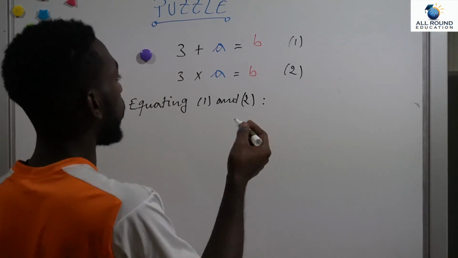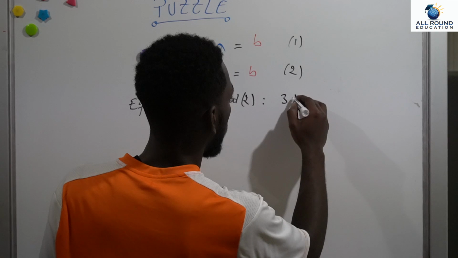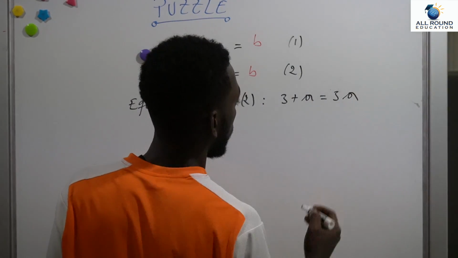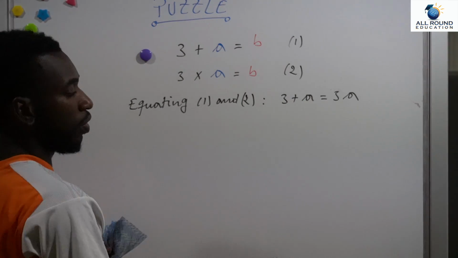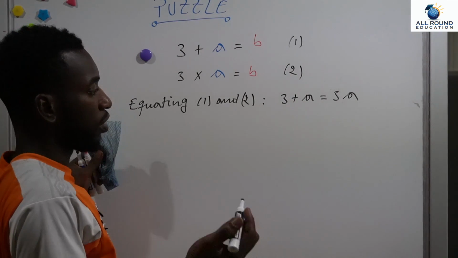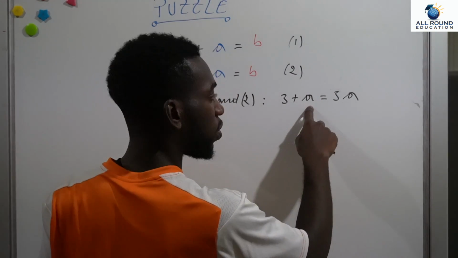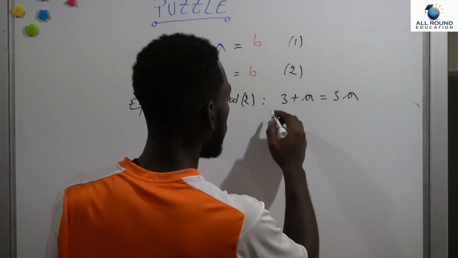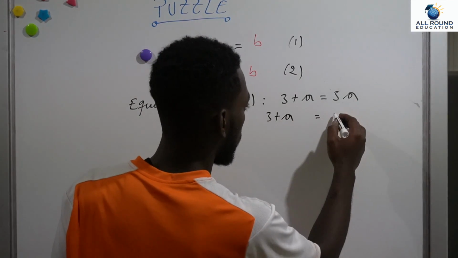Then when you do that, you have 3 plus a is equal to 3 times a. Now once you have got this, it's just solving a linear equation. The way you solve a linear equation is you can subtract a on both sides. Let me put in the steps.